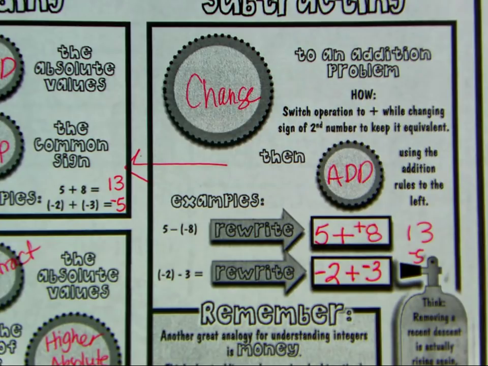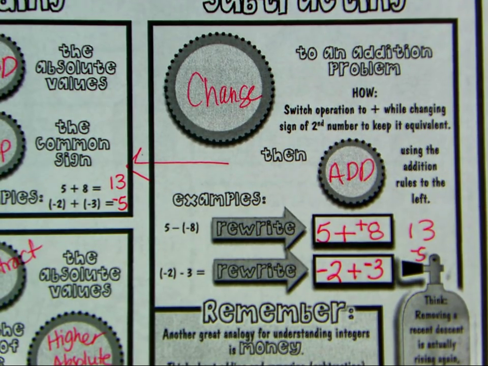So remember, another great analogy for understanding integers is money. Think about adding and removing, subtracting credits and debt. Removing a debt is a positive movement. So if you had negative $20, but I gave you $25 to put in your account, you're now subtracting $25 from your debt, which is actually getting you back into the positive.